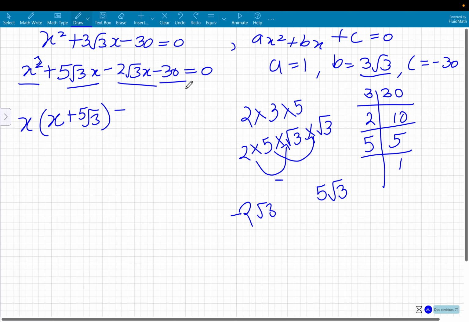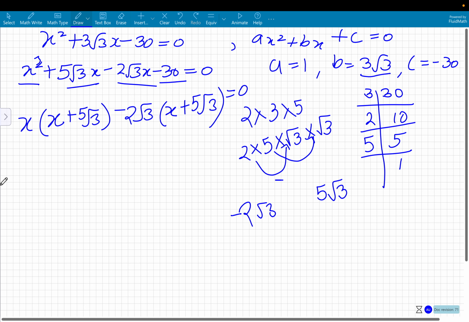Now from these two terms, what can we take common? Minus 2 root 3 we can take common. So what will be left for this term? x will be left for this term, and we have seen 2 root 3 and 5 root 3 were the prime factors, like a multiplication of 30. So if we take 2 root 3 out, 5 root 3 will be left.